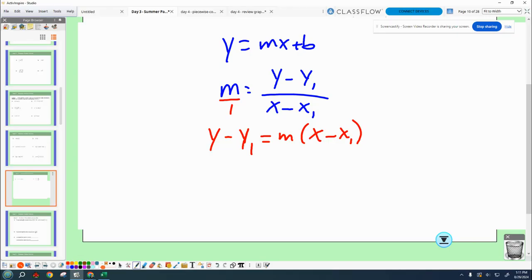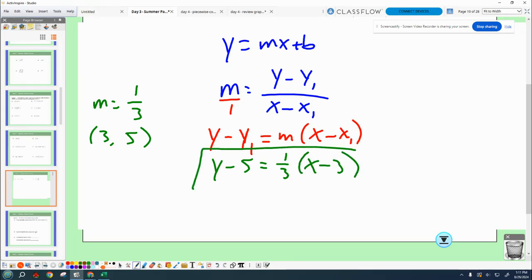David, pick a fraction slope for us. 1/3. Pick a coordinate. 5. Okay? So if I ask you to give me the equation of the line with a slope of 1/3 that goes through that coordinate, y minus the y value equals slope times x minus the x value. Leave it there.